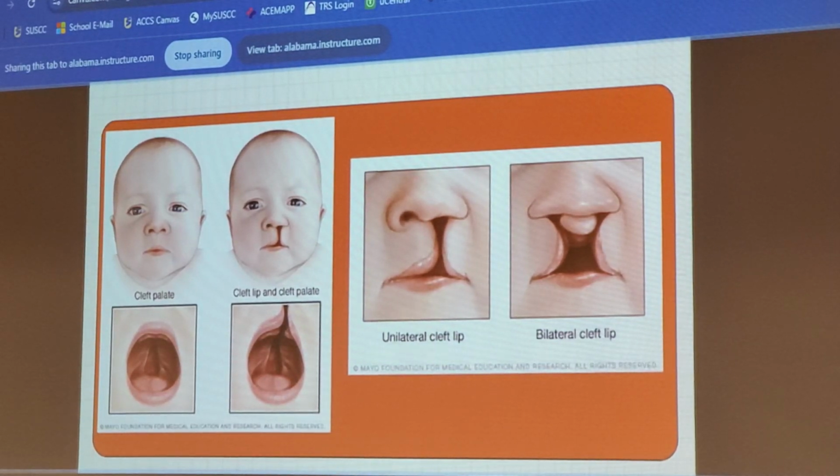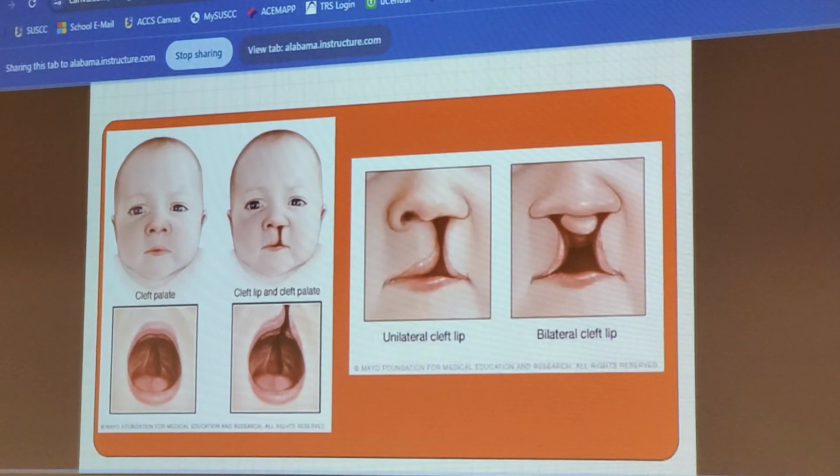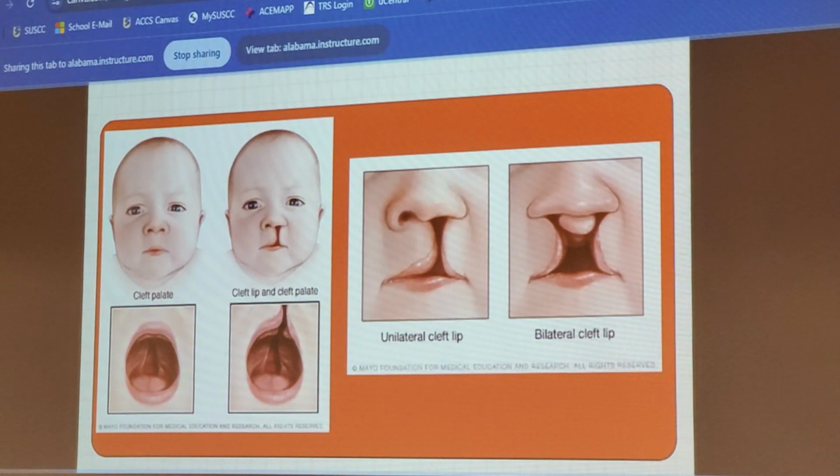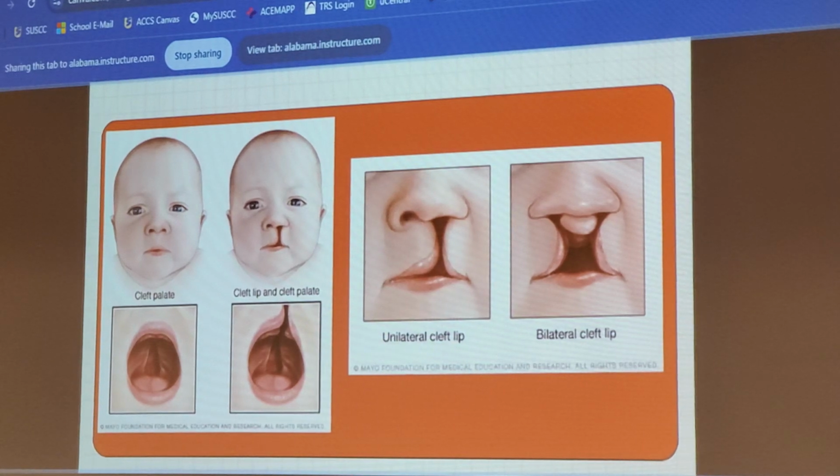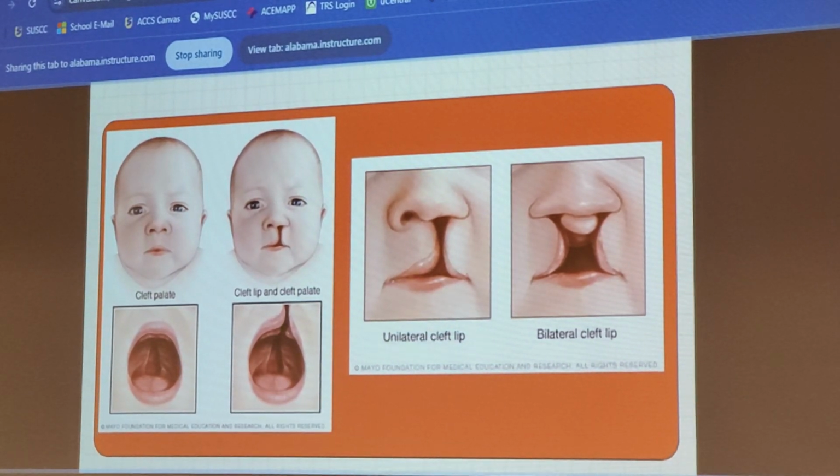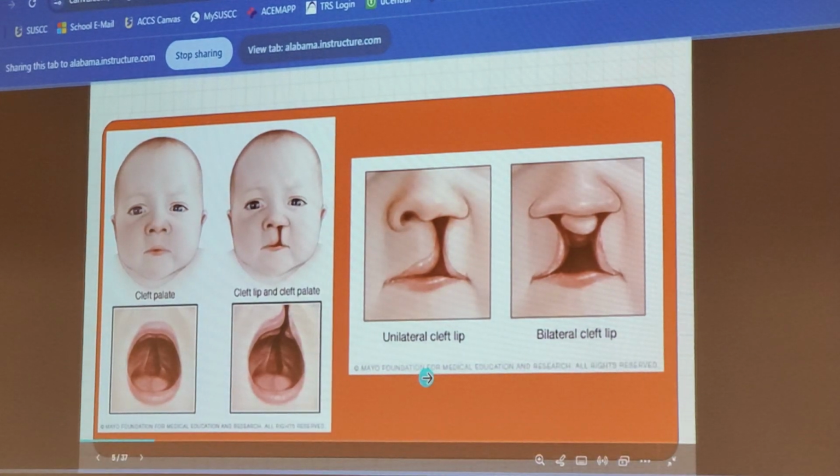We can also have both of them combined together. So maybe on the left, we have that cleft lip, but on the inside, we also have the palate that didn't form or fuse properly together as well. So these are really good pictures, kind of get you an idea of what we're looking at, okay?